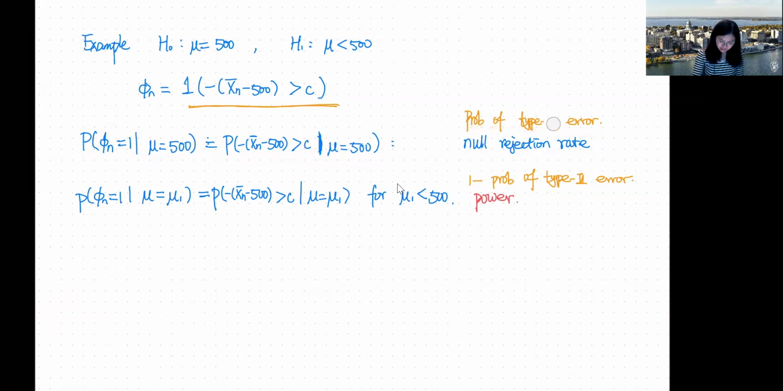And this probability is the probability of type 1 error. I should write this more clearly. This is type 1. And it is also sometimes called the null rejection rate because this is the rejection probability under the null hypothesis. So that's called the null rejection rate.